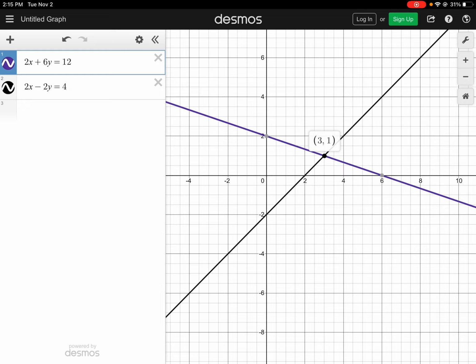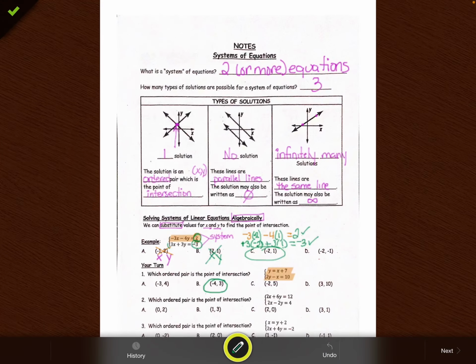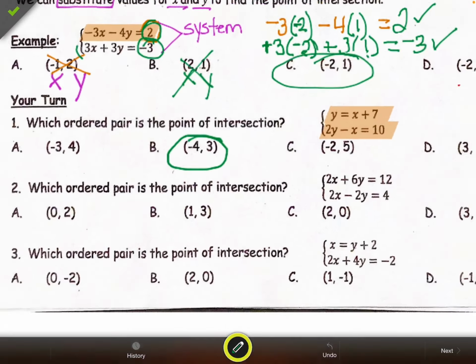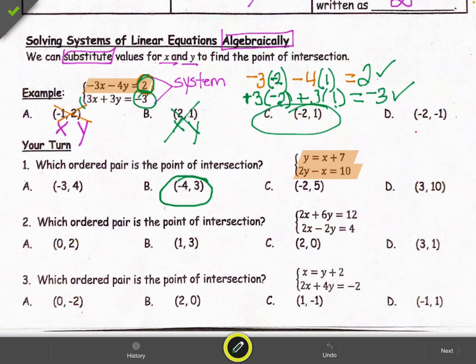Your x value is 3. Your y value is 1. So 3, 1 is my answer. That's where my two lines intersect. So that would be D. So again, make sure you understand what you've just figured out. When you plug in 3 for x and 1 for y back into both of these equations, they both work. 2 times 3 plus 6 times 1 will give you 12. 2 times 3 minus 2 times 1 will give you 4.